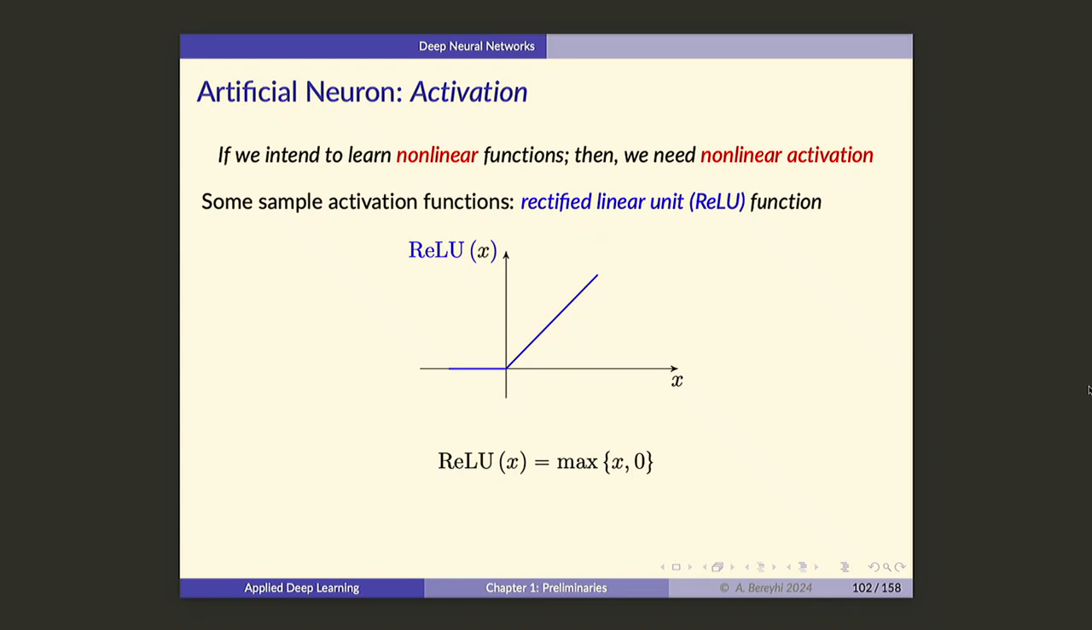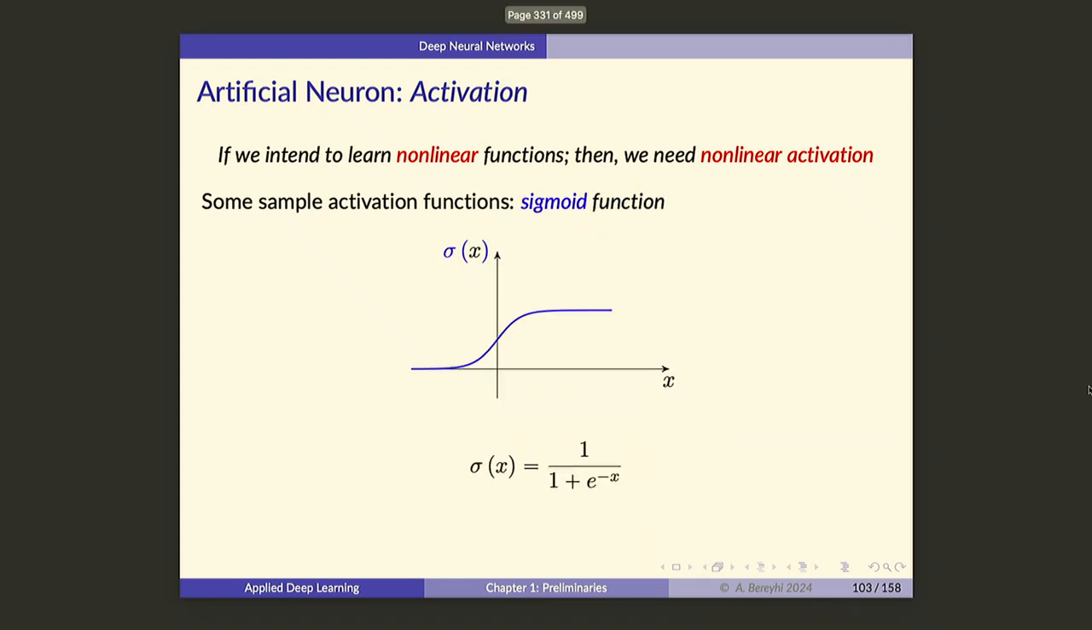Clear? And you can write it down in this form, of course. It's a ReLU function, so it's the maximum of x and 0. If x is negative, the maximum is going to be 0. If x is positive, the maximum is going to be x itself, so it's the linear function. Clear? So that is the ReLU function.